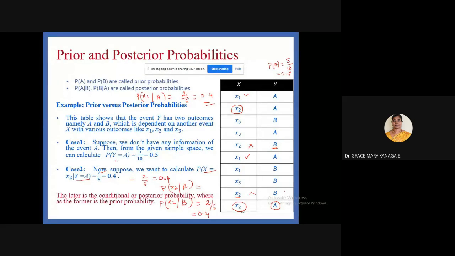So this we call it as posterior probability. At the same time, if I wanted to calculate the probability of X1, nothing is given here. So what is the probability of X1? 1, 2, 3. So that will be 3 by 10, which is equal to 0.3. Got it? So this is your prior probability. But if you say probability of X1 given some other event, that we call it as posterior probability. Got it?